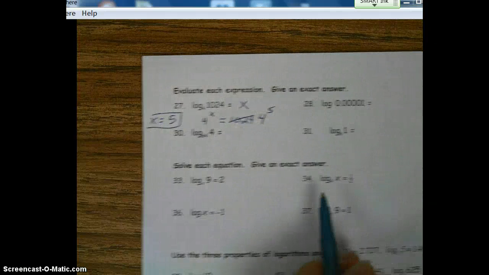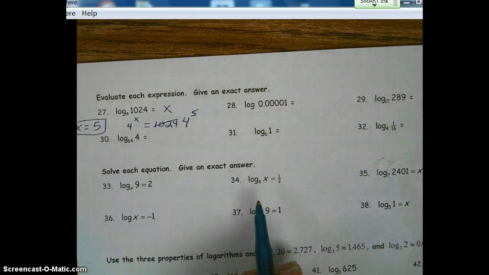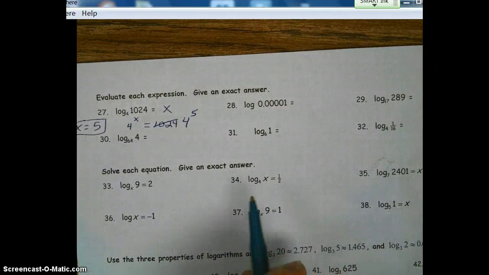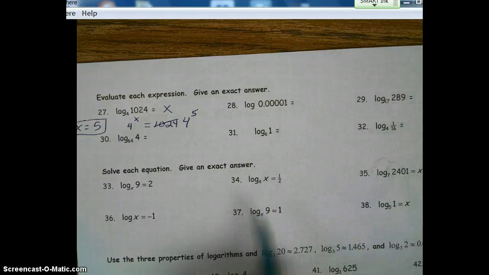All right, let's take a look at 28. Let's see how good your memories are. Hopefully it's not after midnight.